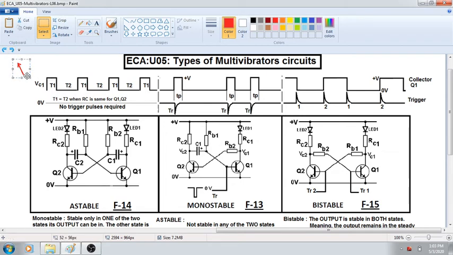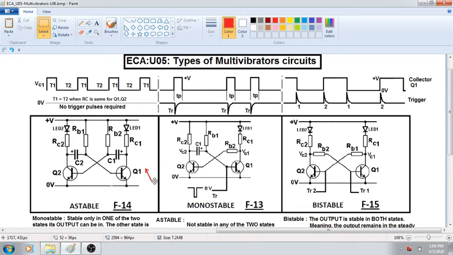Now what is the important thing about an astable multivibrator? No trigger pulses are required. So no trigger pulses are given here, you can see. Just a gray line is there, no trigger pulses are there. How does a trigger pulse look like? It looks like this here. These are all the trigger pulses. Now trigger pulses can be given, they can be positive going, they can be negative going also.